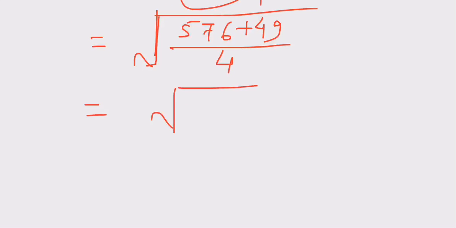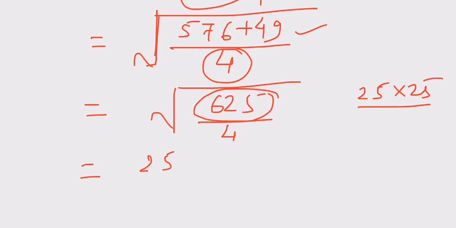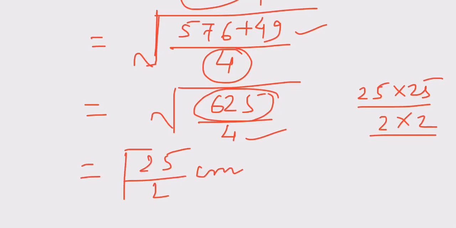The sum of the numerator will give you 625, and the denominator will remain as it is, 4. So 625 is the square of 25 into 25, that is 25 times 25 gives you 625. So we will have 25 in the numerator, and 4 means 2 into 2. So the 2 will come out of the square root, that is 25 upon 2. This is your slant height of the cone.